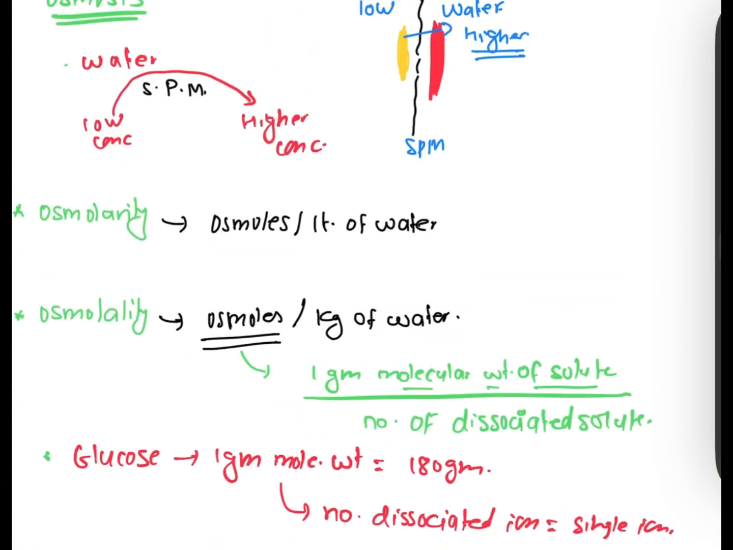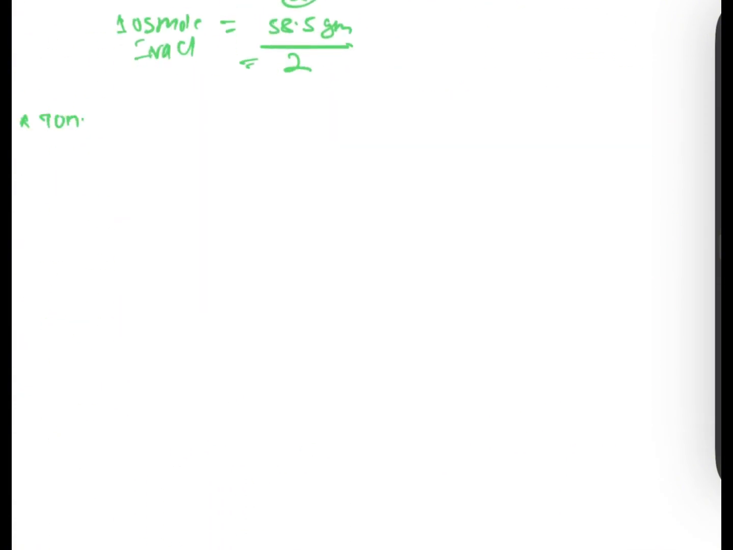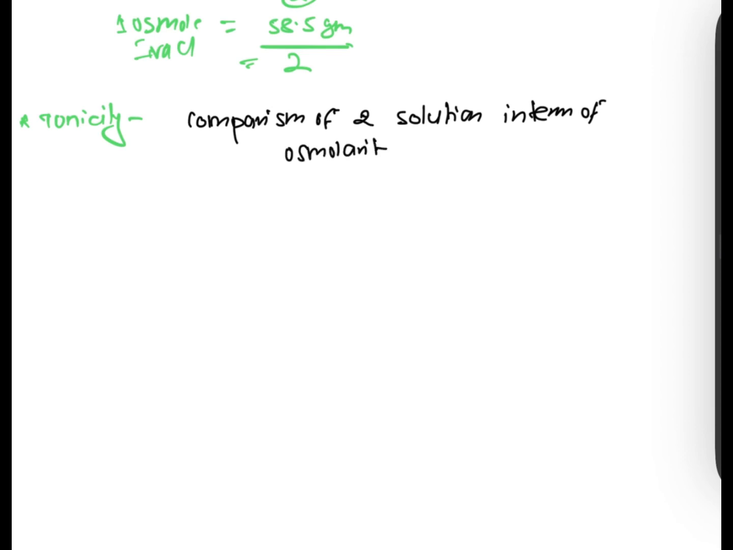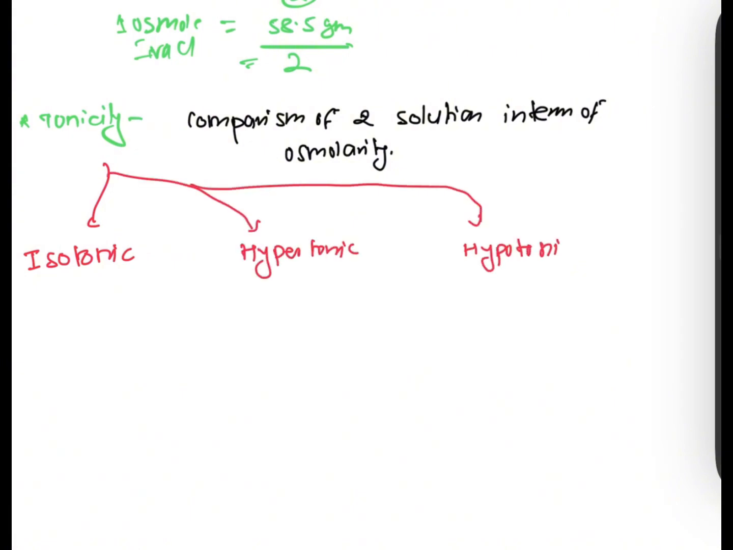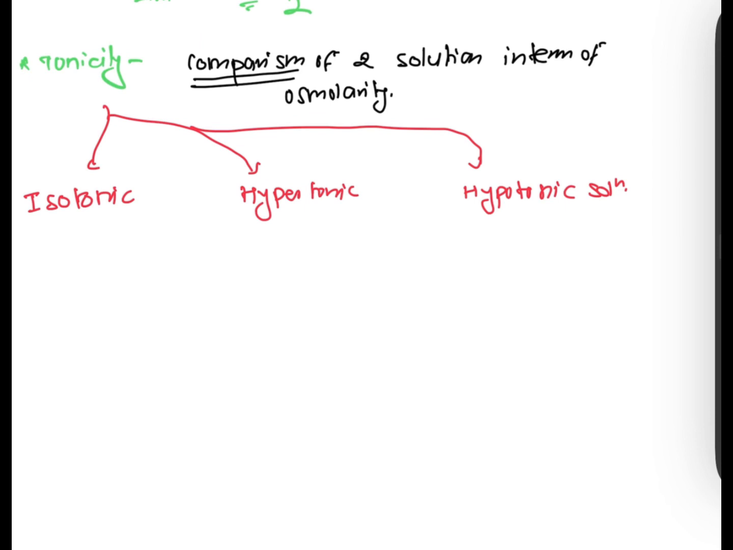And now let's talk about tonicity. Tonicity is a comparison of two solutions in terms of osmolarity. On the basis of comparing two solutions, they may be isotonic or hypertonic, or they may be hypotonic solutions. So this is basically a comparison. Two solutions are needed and we compare them.